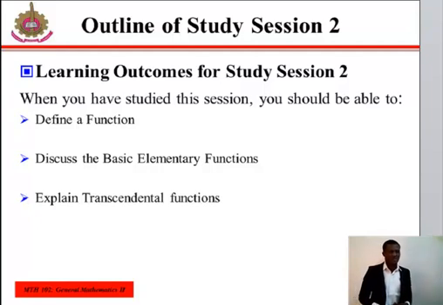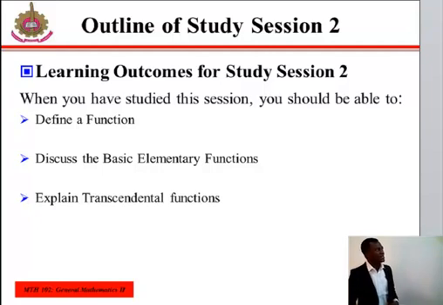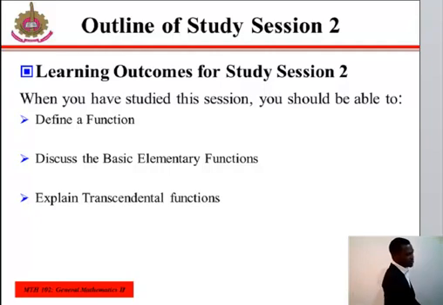You will also learn about graphical representation using basic elementary and transcendental functions. Here are the learning outcomes. When you have studied this study section, you should be able to: 1. Define a function. 2. Discuss basic elementary functions, as well as explain transcendental functions.